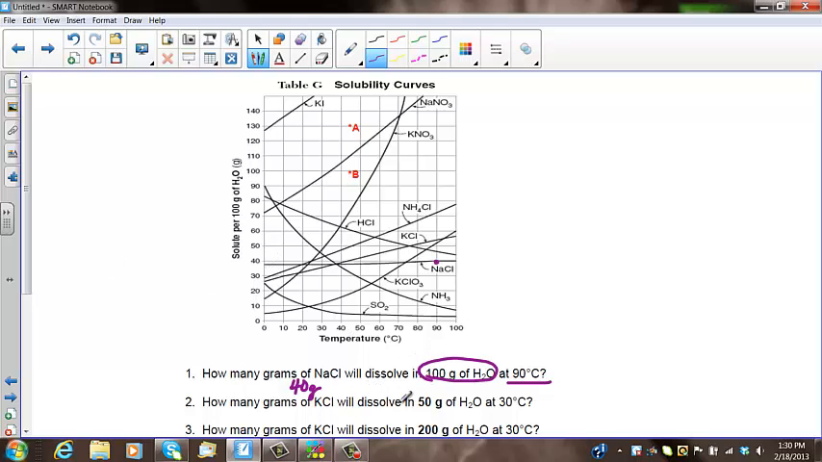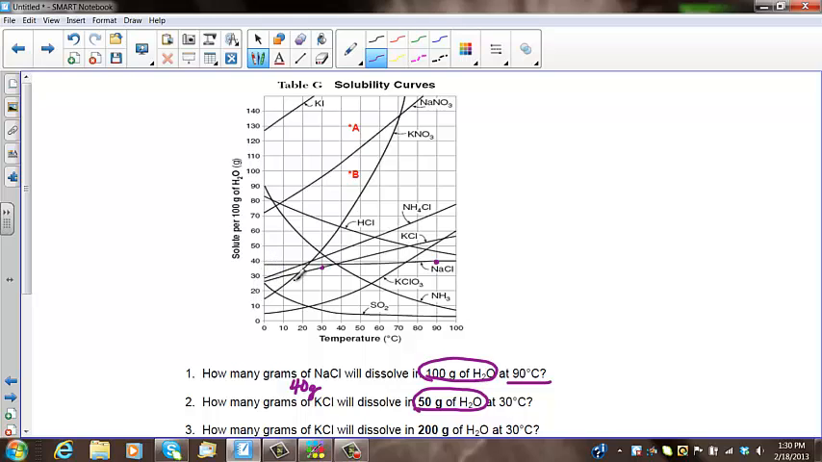Number 2, how many grams of KCl will dissolve in 50 grams of water? Anytime you get a question that changes the volume of water from 100, it could make it less than 100 or it could make it more than 100. The first thing you're going to do is solve for it as if it were 100. So, how many grams of KCl will dissolve in, let's say, 100 grams of water at 30 degrees? So I'm going to go to 30 degrees, see where it intersects KCl, which is right there, and read those grams.